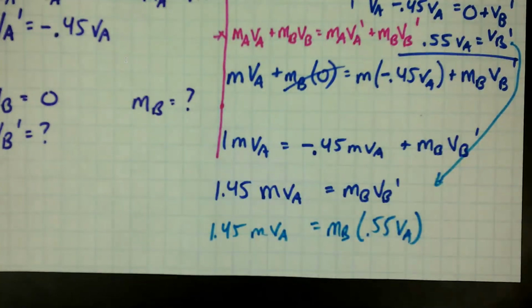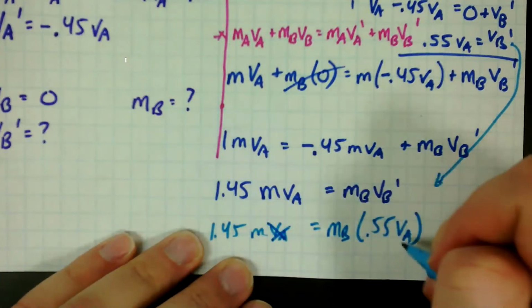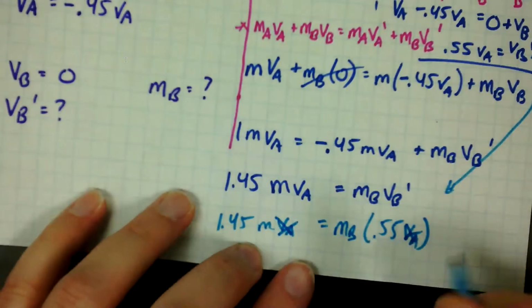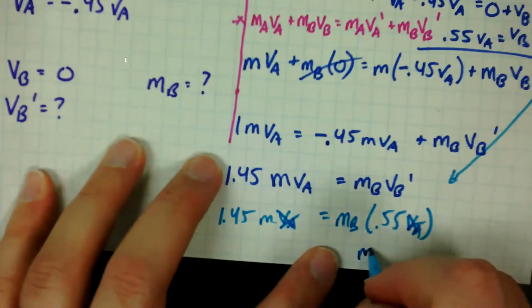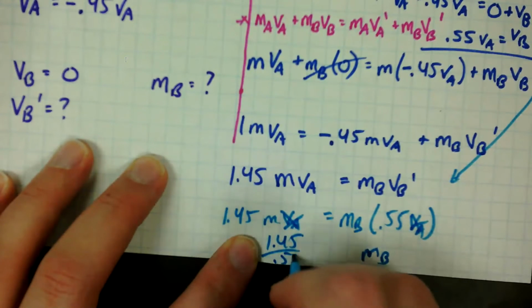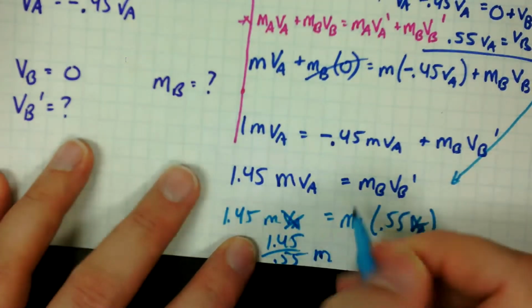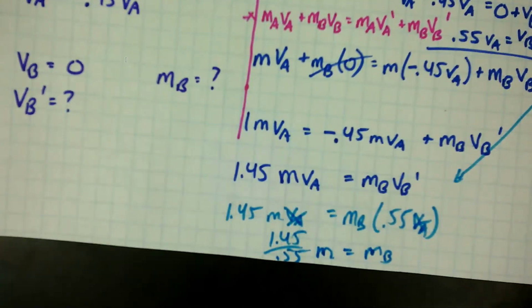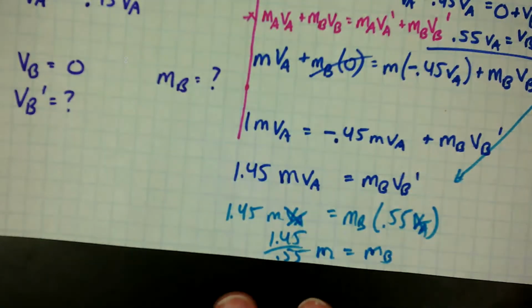And the nice thing is from here, my VAs can cancel. And I should get that MB is equal to 1.45 divided by 0.55 M. So you can calculate that out. That'll be your answer. Sorry, I'm getting off the screen there.